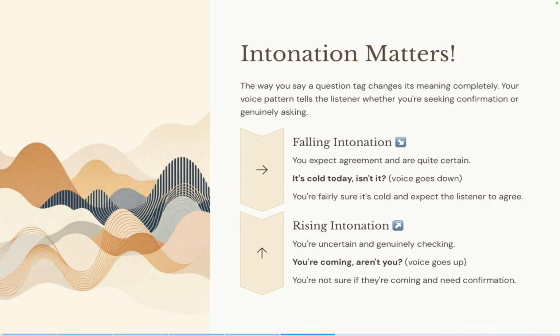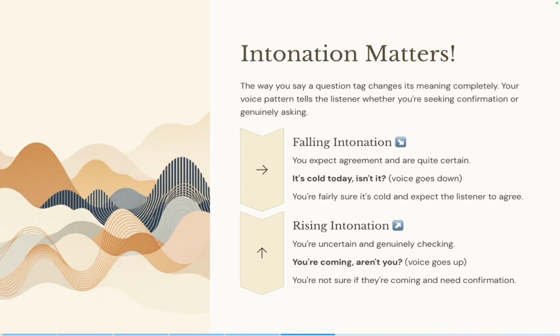Also, there's an important thing called intonation. The way you say a question tag changes its meaning completely. Your voice pattern tells the listeners whether you are seeking confirmation or genuinely asking. For example, we have the falling intonation: you expect agreement and are quite certain. It's cold today, isn't it? The voice goes down. You are fairly sure it's cold and expect the listener to agree with you.